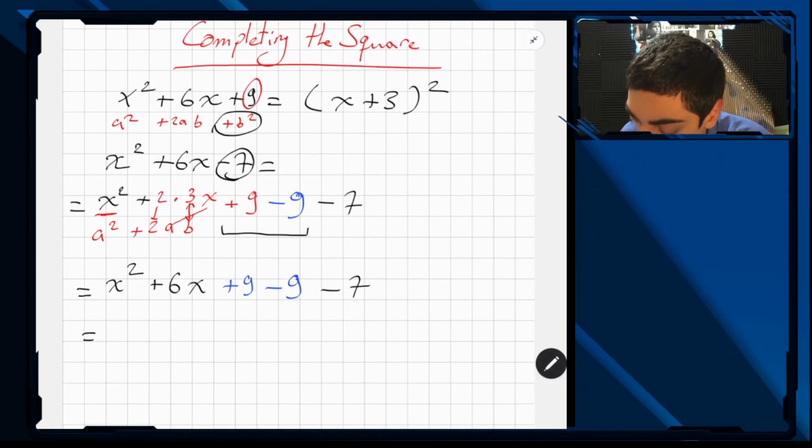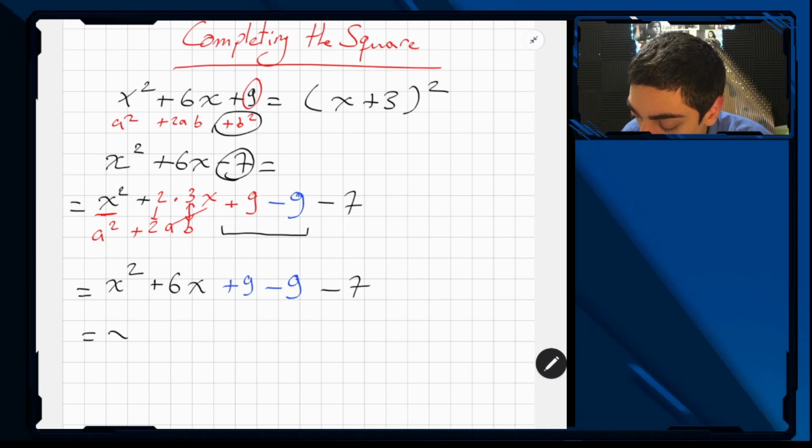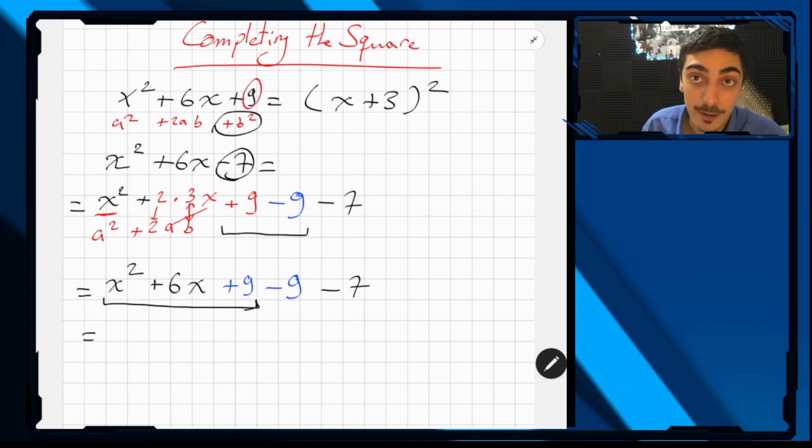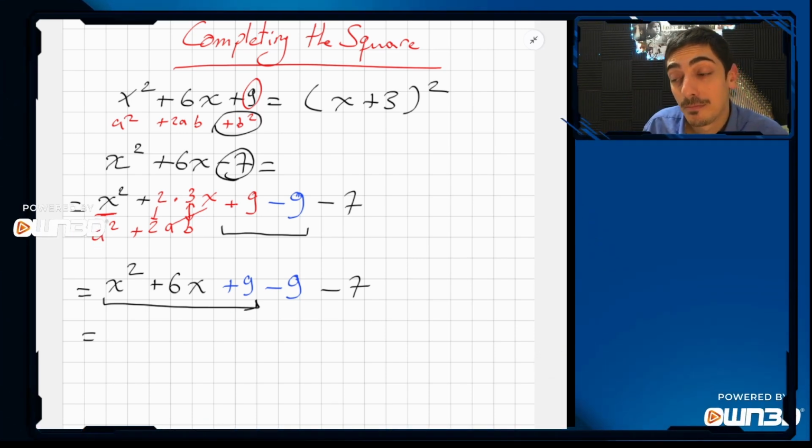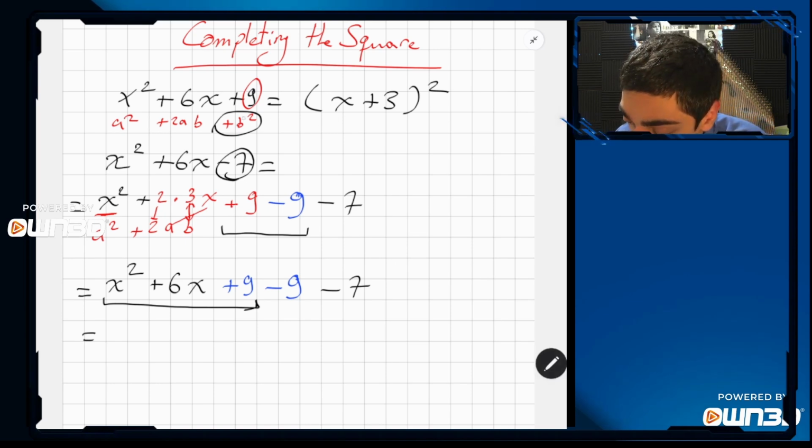So x squared plus 6x plus 9. These 3 here. You get your wish. This is exactly this.